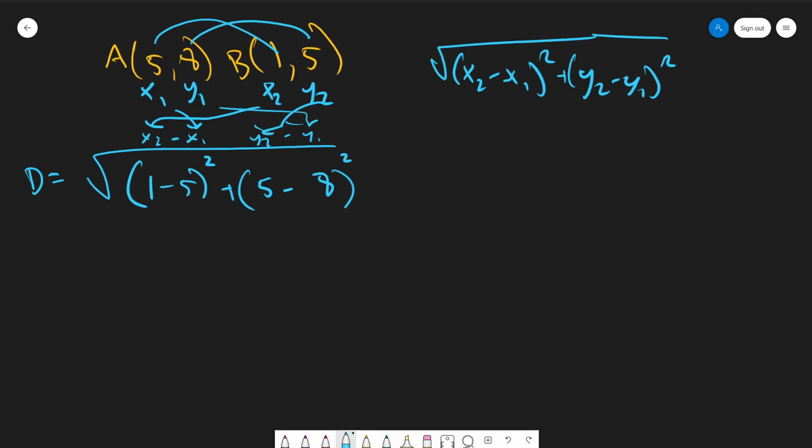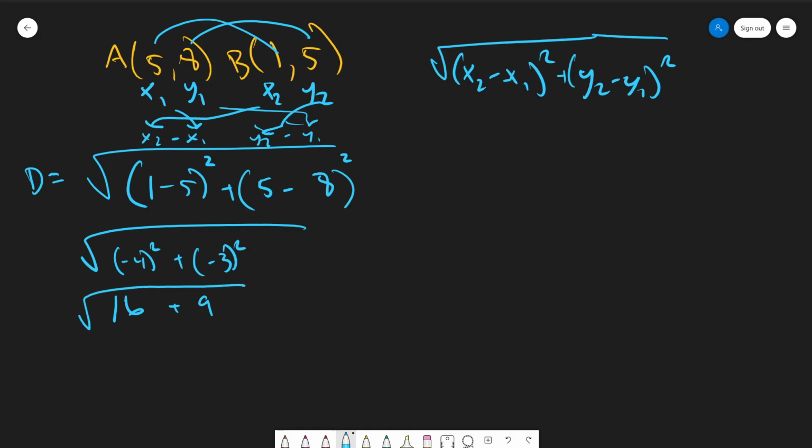So what's going to happen here? We're going to get a negative 4 to the power 2 plus a negative 3 to the power 2. So 4 times 4 is 16. Please don't do times 2 here. And then we're going to do 3 times 3 to get a 9 here, but we still have a square root. So we're going to get square root of 25, and that is going to turn into a distance of 5.